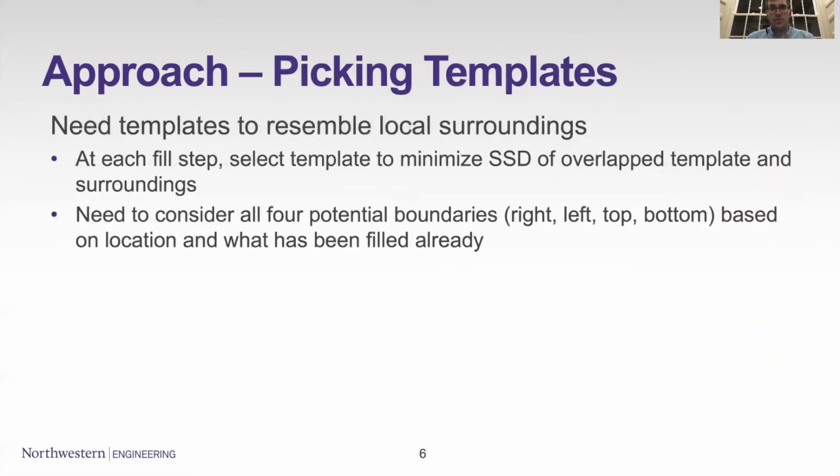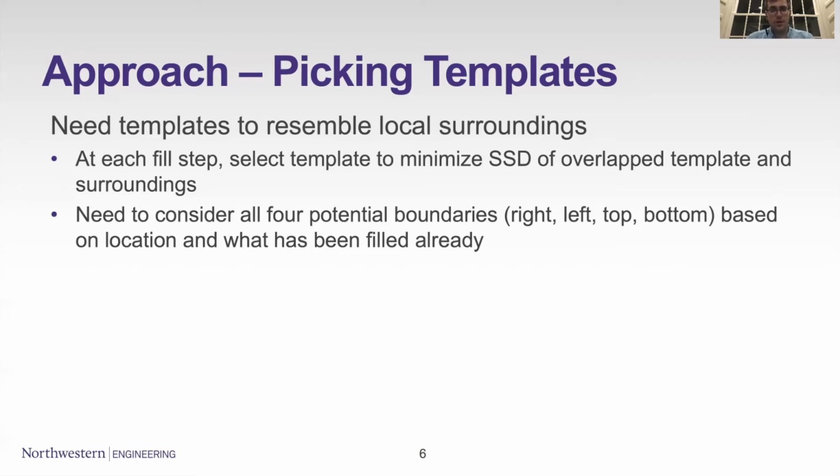So that first part of picking the right template, the approach I used here was out of the pool of many potential template patches that could be placed at a given location in the fill. You want to select one that minimizes the total sum of square differences with the overlapping region, with the overlap with any pre-existing regions in the surroundings. Could be the original image, or could be other patches that have already been placed by that point.